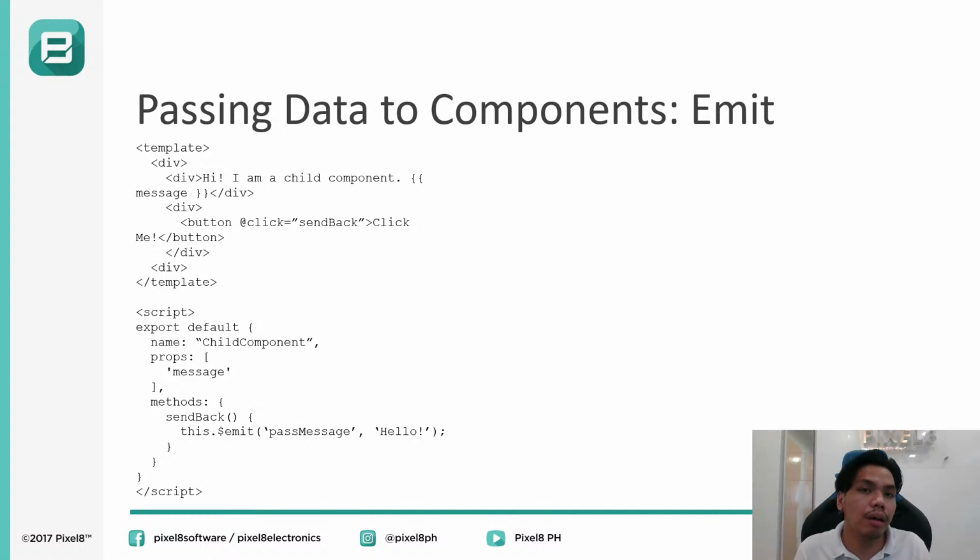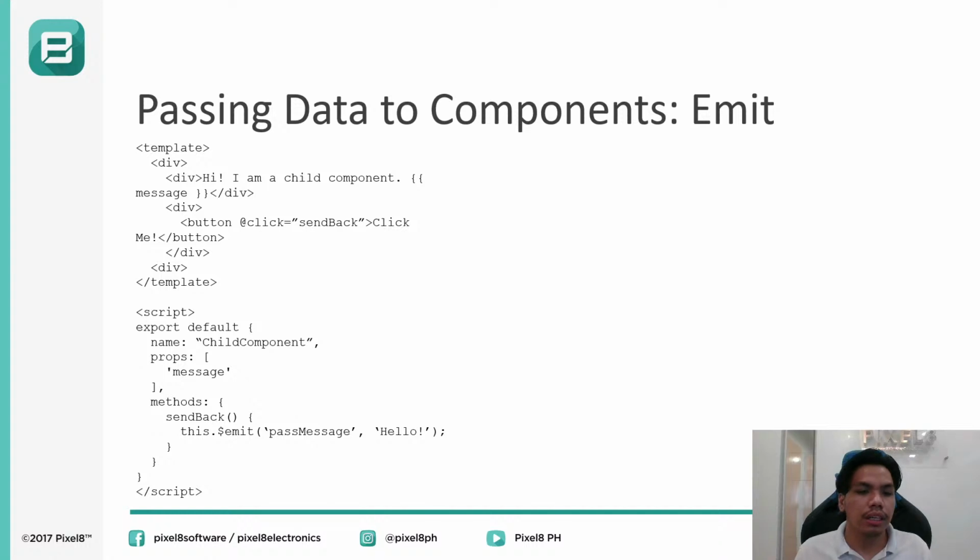Here in this example, you can see that we created a button which has a click event, right? So it has an @click. And then we have a method sendBack. So when you click the button, the code calls the sendBack method in order to fire an emit. Now you might ask, what is an emit? Emit is a VueJs directive that allows components to fire events.